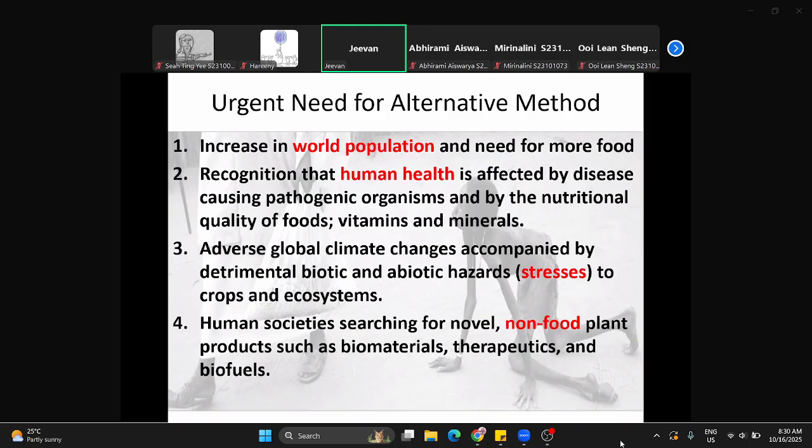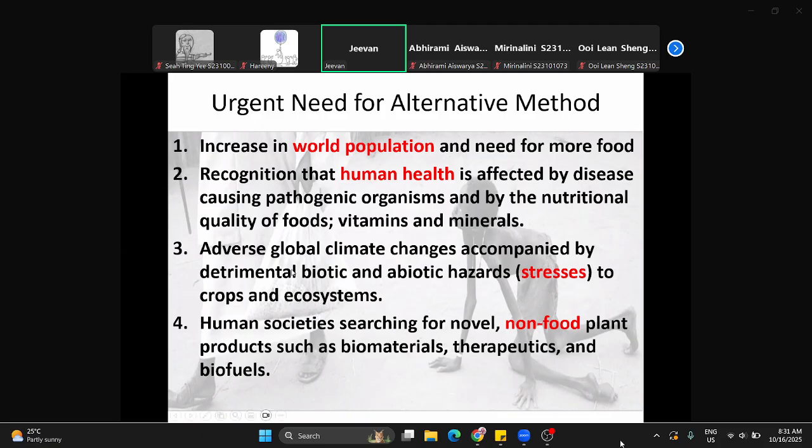And secondly, we are also becoming aware that human health can be affected by disease-causing pathogenic organisms, and by eating nutritional, quality foods with vitamins and minerals, this can be prevented to a certain extent. So we are becoming more aware that nutrition is good when food is supplied with vitamins and minerals. They are of good quality. It can increase the health of humans. So that is number two.